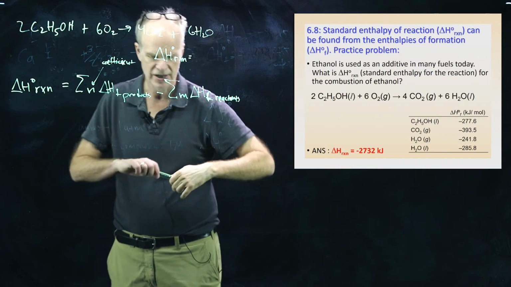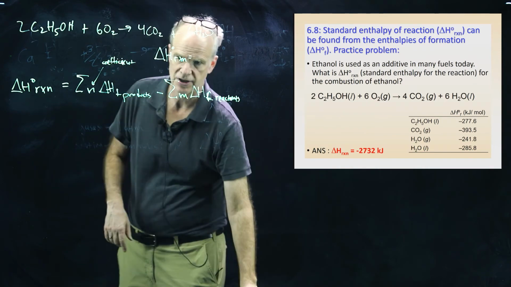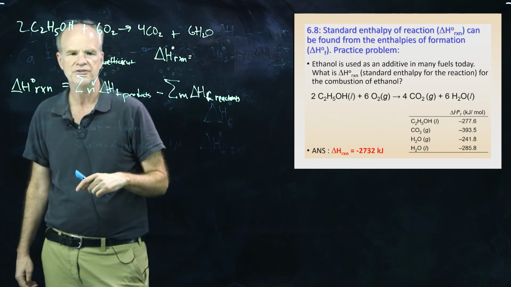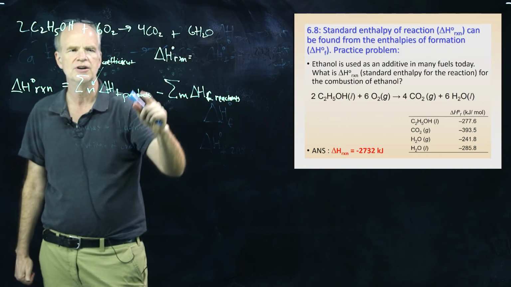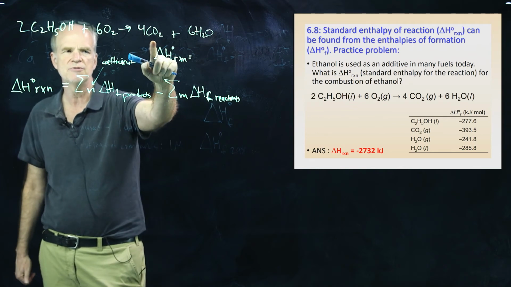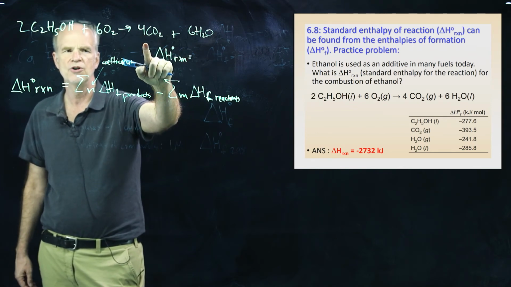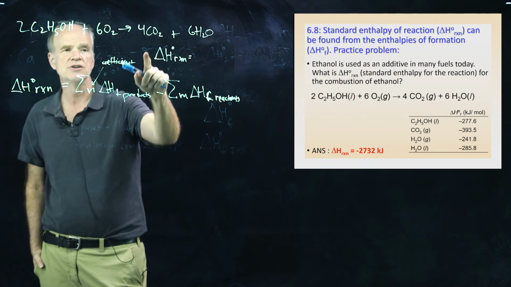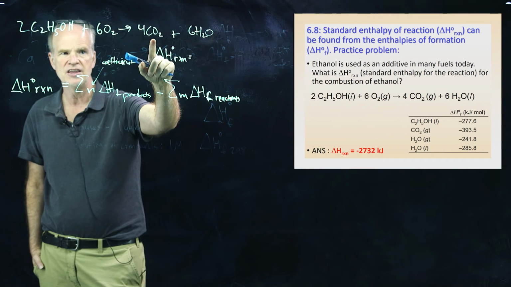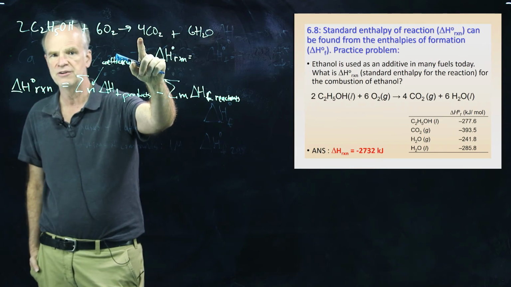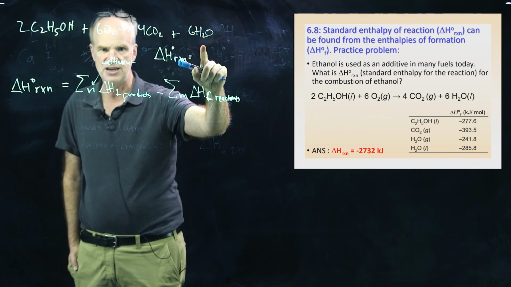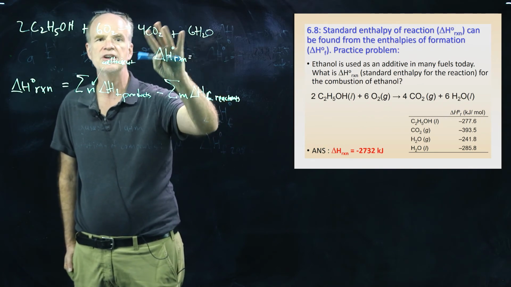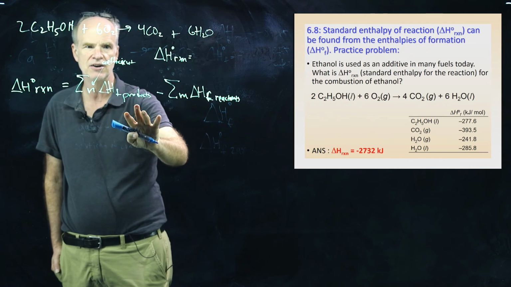Okay, so let's go ahead and see if we can solve this problem. Let's see if I can get a better pen here. Okay, so this is what you do. Let's first look at the products. We have carbon dioxide and water as products, with 4 moles of carbon dioxide formed and 6 moles of water formed. So we need to look up in the table the standard enthalpy of formation of carbon dioxide and multiply by 4, then take the standard enthalpy of formation of water and multiply by 6, and add those together. That will take care of the products.